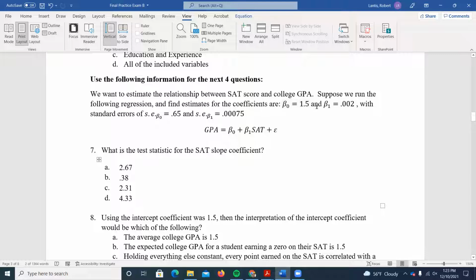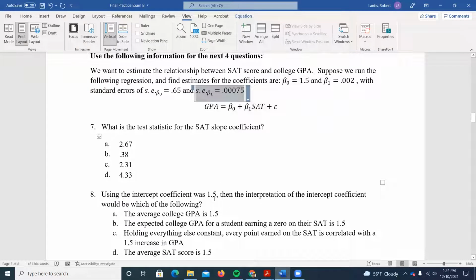All I would do is take my coefficient of 0.002 and divide it by that coefficient's associated standard error, right? So 0.002 divided by 0.00075. Is it 2.67? Anybody want to help me out with the math? Yeah, we should get about 2.67 there, right? So all you do is take that coefficient and divide it by its standard error. That one should be easy. If that intercept was 1.5, how would I interpret that intercept?